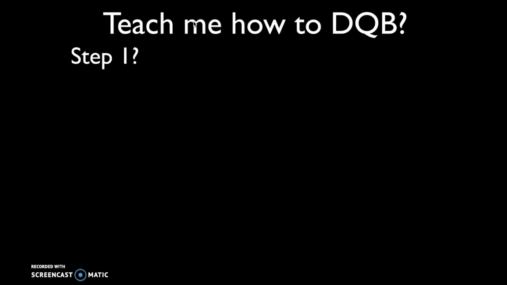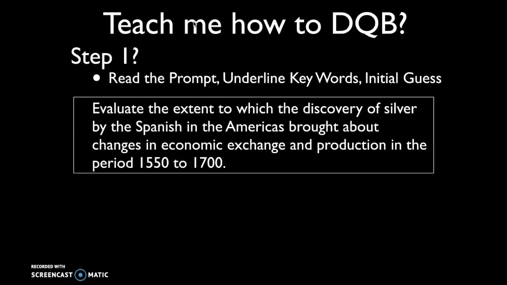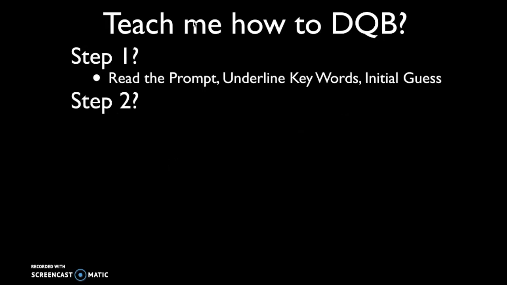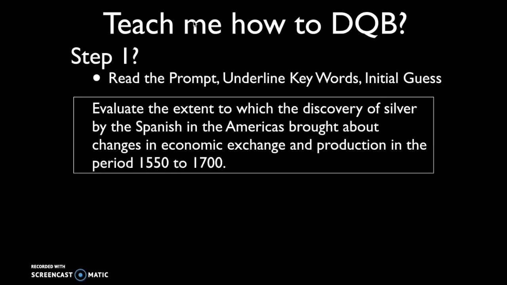Step 1, when you get a DBQ, what do you do? You read the prompt. You underline the critical words. And before you get into the documents, if you can, you're going to want to try and make an initial guess. If you want to start building that outside knowledge into your DBQ, making an initial guess is one way that can get you thinking along those lines. So here we see our prompt. We talked about the important words in this prompt, in particular that word changes, which might alert you that you are going to be working with the skill of continuities and changes over time, or CCOT.